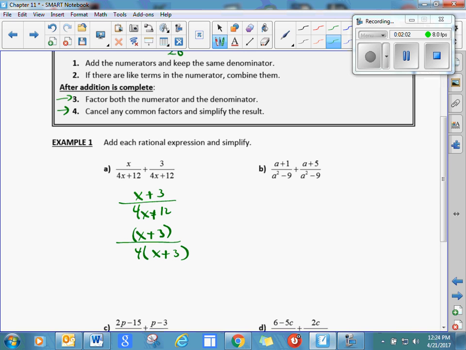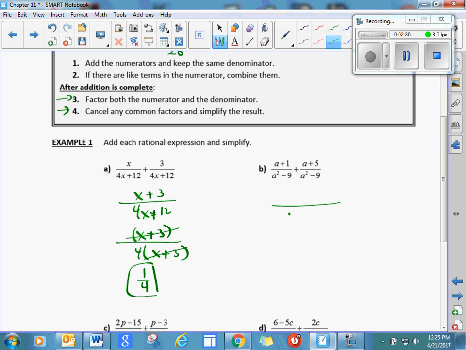So if you think of this guy as an entire x plus 3 term, we have 1 down here, and it's multiplied times 4, so we have all factors, and we can cancel it. And we have 1 over 4. Don't forget your numerator has to have a 1 in it for a placeholder, because there's nothing left in the numerator. Let's look at B.